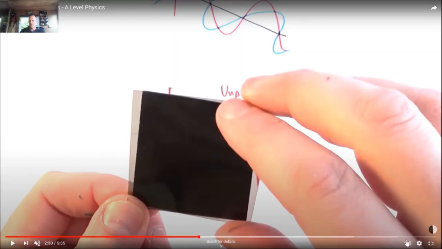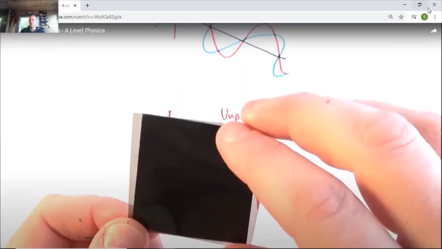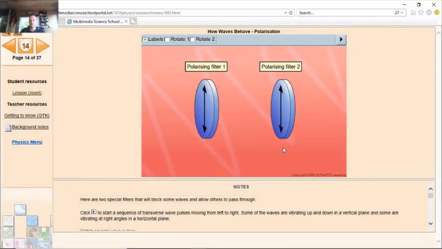Now, to show you where it comes from, I can go back to my simulation here, and if I allow my simulation to run again, here we go. Here's light going to come through. Now this is going to polarize it in the vertical plane, so it will go through, no problem at all. But this one is going to be horizontal, therefore it blocks it. So when it went completely black, that was what was happening. It didn't allow it to go through the second Polaroid.